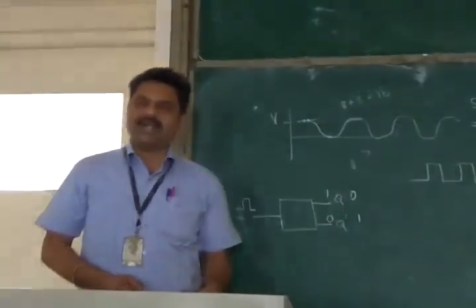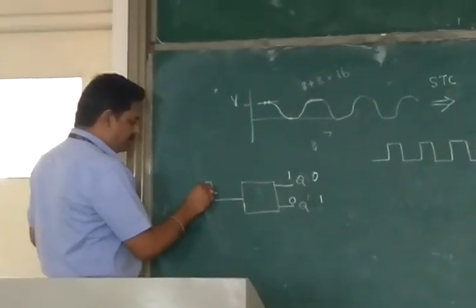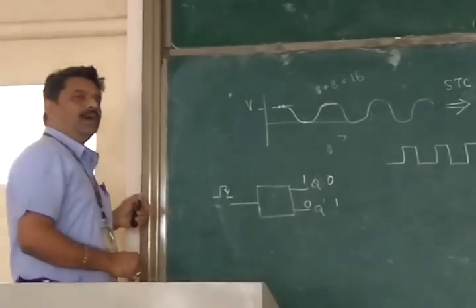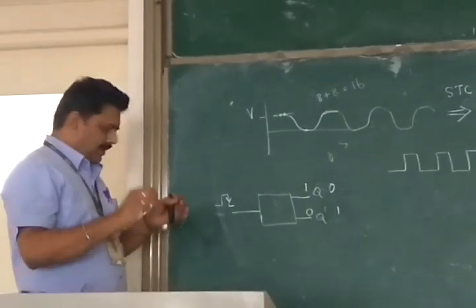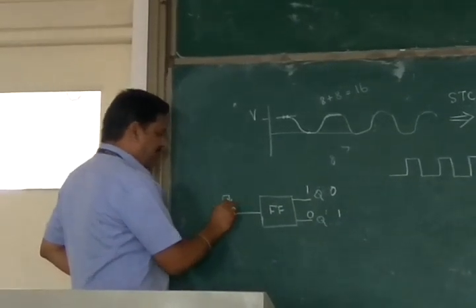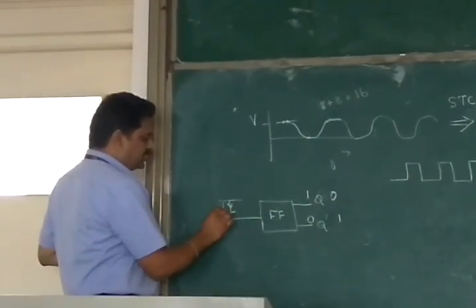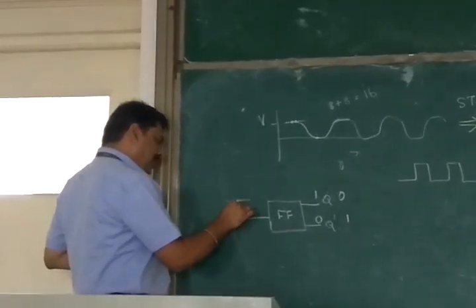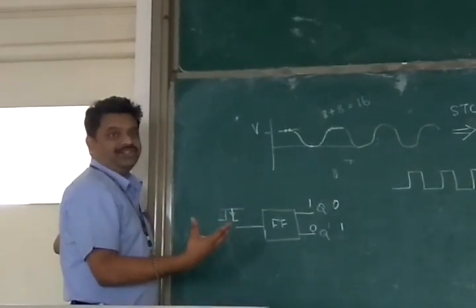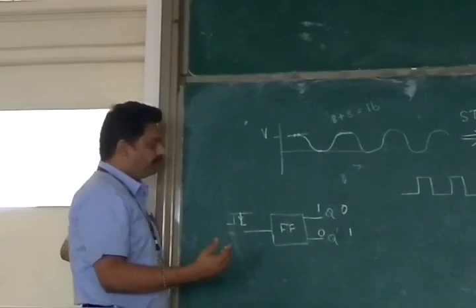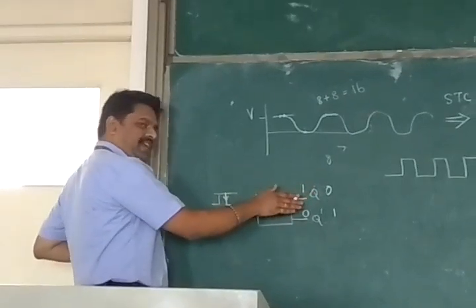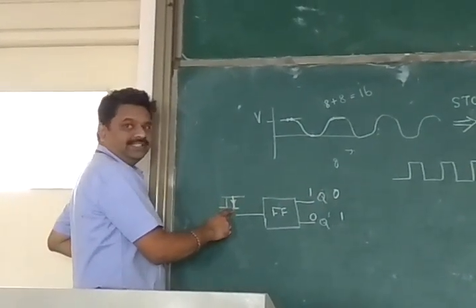There are two types of flip-flop. One is rising edge flip-flop, the other one is falling edge flip-flop. Let us concentrate on falling edge flip-flop. What is meant by falling edge flip-flop? Whenever the flip-flop encounters a falling edge, what is meant by falling edge? There is a high voltage, this is zero voltage. Whenever the voltage falls from high voltage to low voltage, it encounters a falling edge. A falling edge flip-flop is a flip-flop which changes its state when it encounters a falling edge.